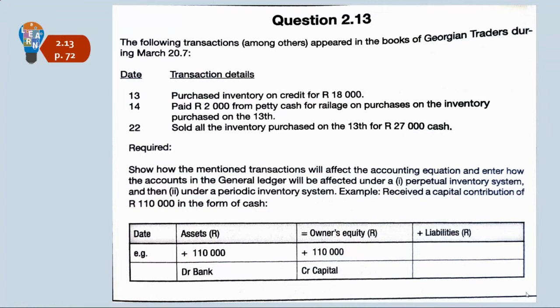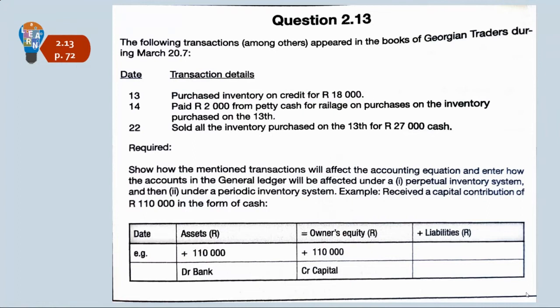Now the required, let's look at what do we have to do. So that's always where you start, what do you need to do, to help you figure out what to do with the information they've provided. So show how the mentioned transactions will affect the accounting equation and how the accounts in the general ledger will be affected under a perpetual inventory system and under a periodic inventory system.